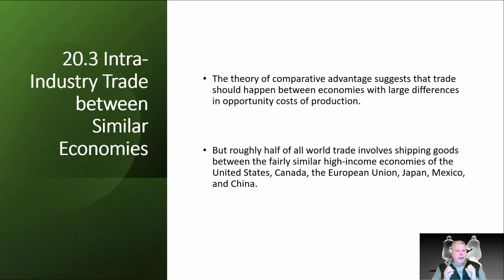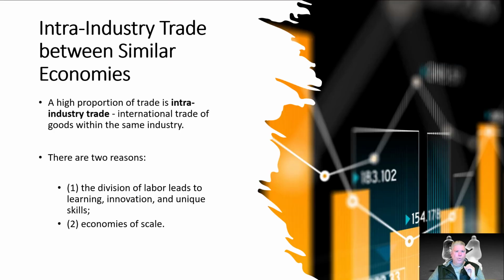So when you look at the theory of comparative advantage, and you've got similar economies like the United States and Canada or the European Union, the theory suggests that trade should happen between economies with large differences in opportunity cost of production. However, roughly half of the world's trade involves shipping goods between fairly similar high income economies like the US, Canada, European Union, Japan, Mexico, and China. So why is that? Why is there so much intra-industry trade between wealthy economies?